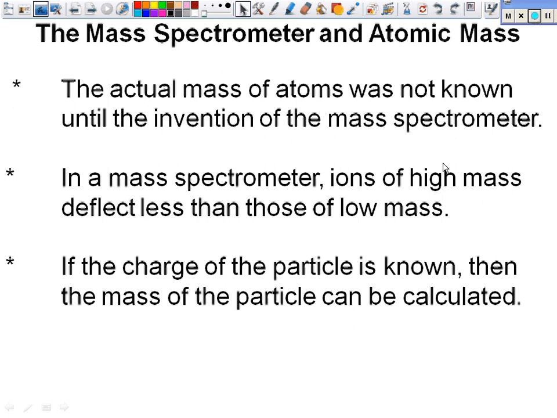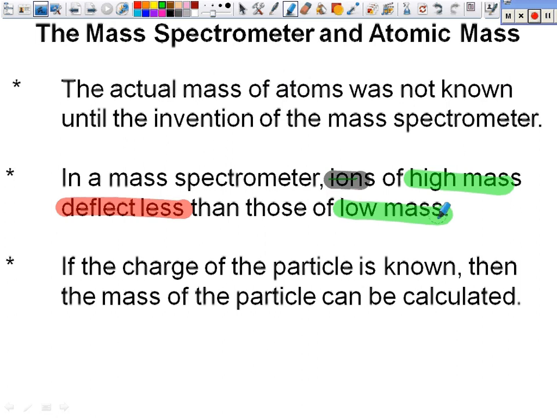In mass spectrometer, and this is the key that I want you to highlight, okay? Ions, let's try that again. Ions of high mass deflect less than those of low mass. That's really important. And again, why is that true? Okay. Yes, they're heavier, but what's affecting it? They're not as affected by the magnetic field. Okay, that's the key there.